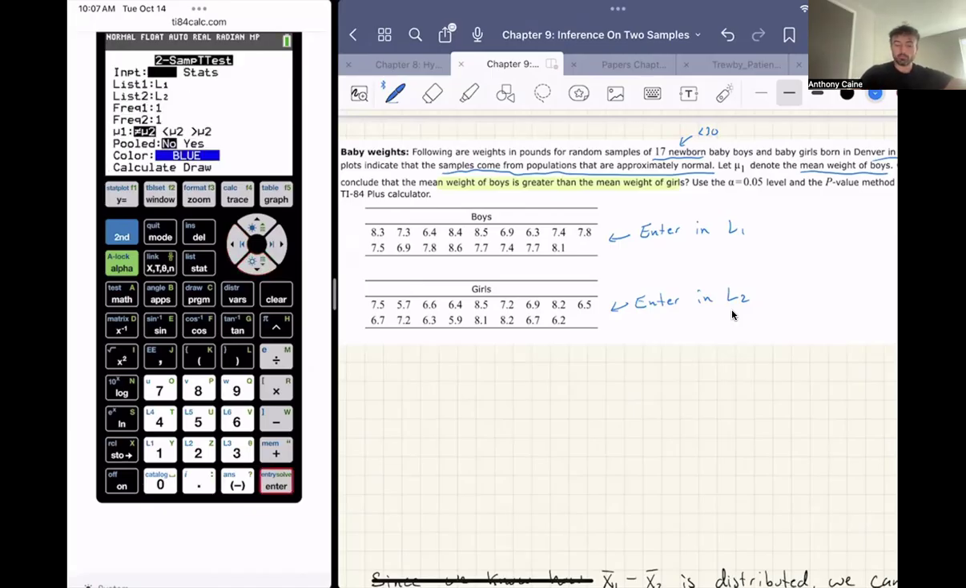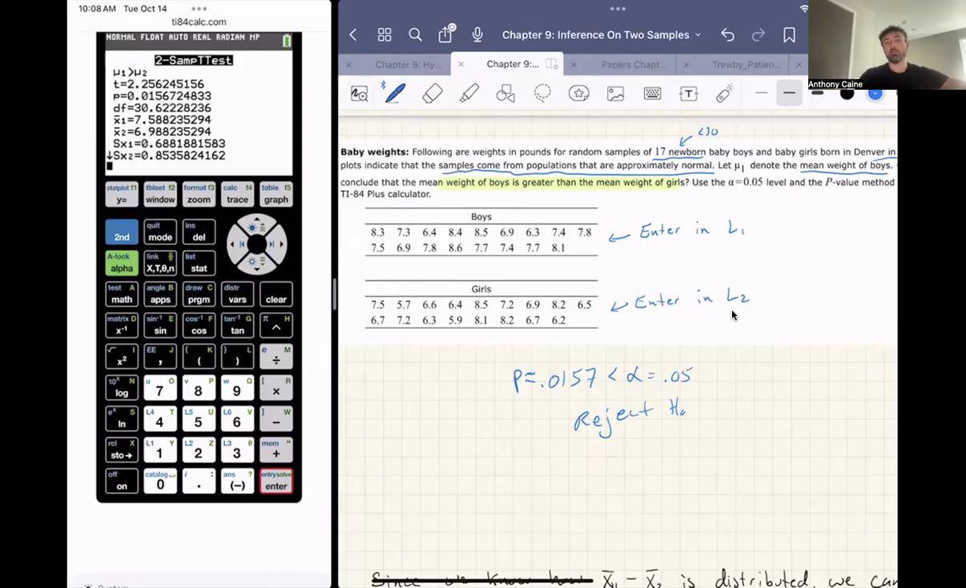Now we're doing it with data. Boys are in the L1 list, and we want to know if that average is greater than the L2 list. You can just ignore frequency and pooled. We don't get into that kind of stuff. Just hit enter, calculate. Here we go. Now we have a p-value of 0.01567, and I'll just round up and say 7, so this is approximate. That's less than our alpha value, which is 0.05. So we're going to reject the null hypothesis, and we're going to say, yes, it looks like the baby boys have a higher mean weight at, what is this, 1 month old or 1 year old?